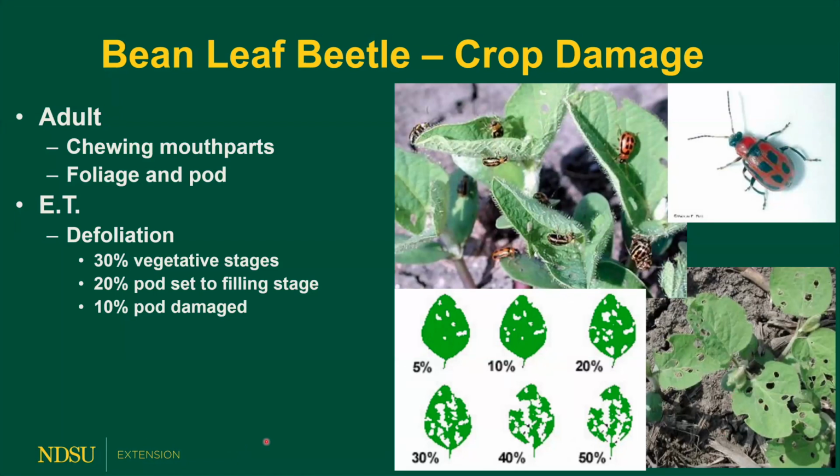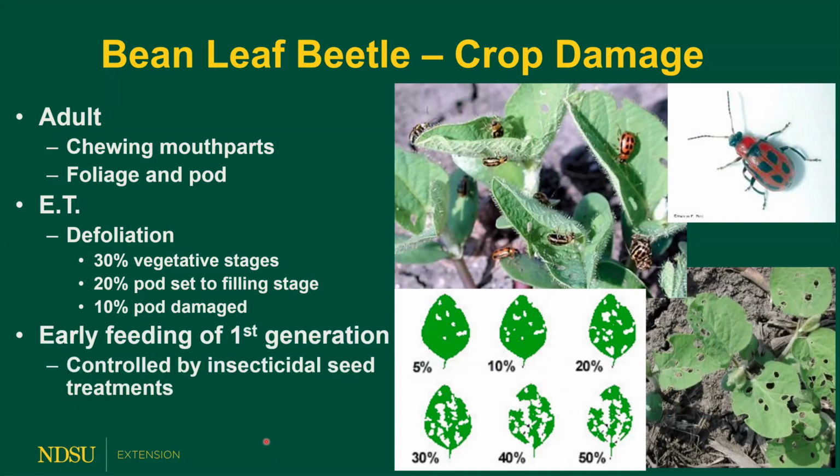And the thresholds are, again, the same. As I mentioned earlier, 30% in the vegetative stages, 20% pod build to filling stage, and then 10% pod damage. And again, the first generation is mainly controlled through the insecticide seed treatments that we use.